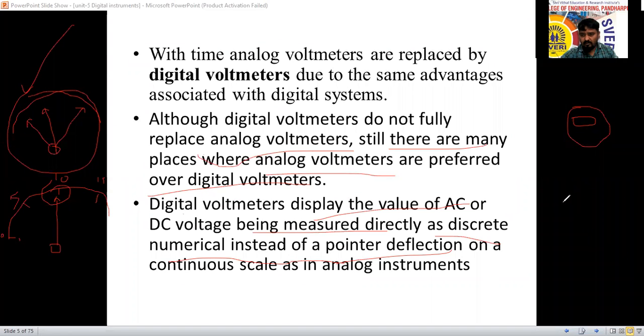But what will happen in digital? Directly it is going to display 10 volts. Directly it will display 10 volts like this. So that is what they are telling: instead of analog meters' continuous scale with a pointer, the digital voltmeter directly displays the value.